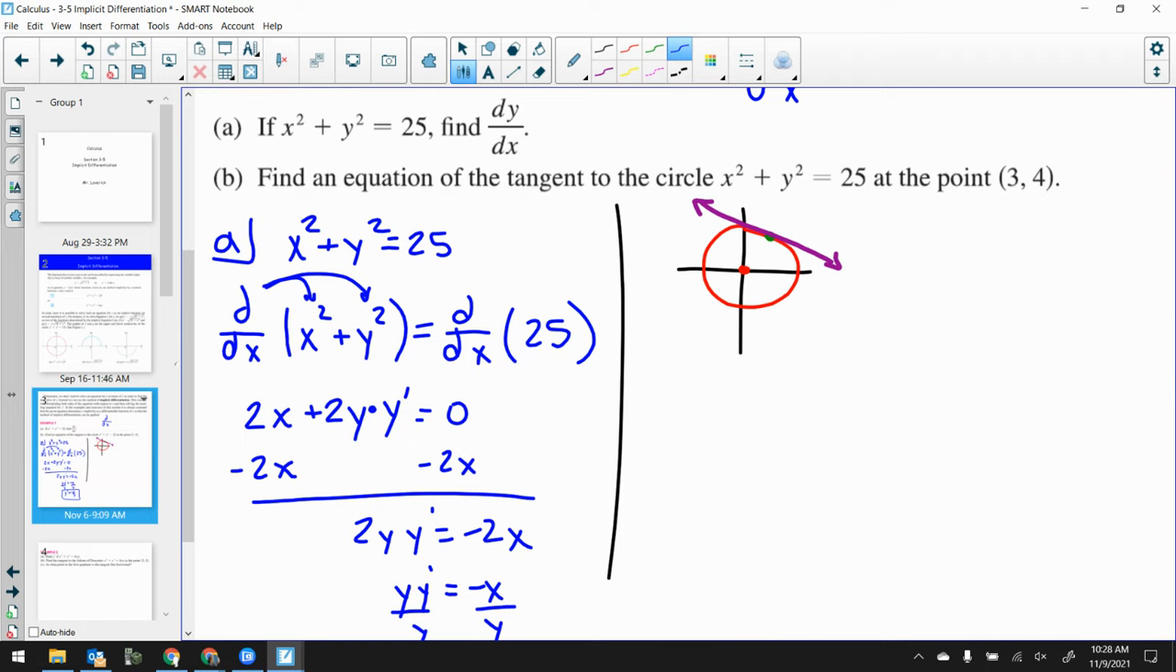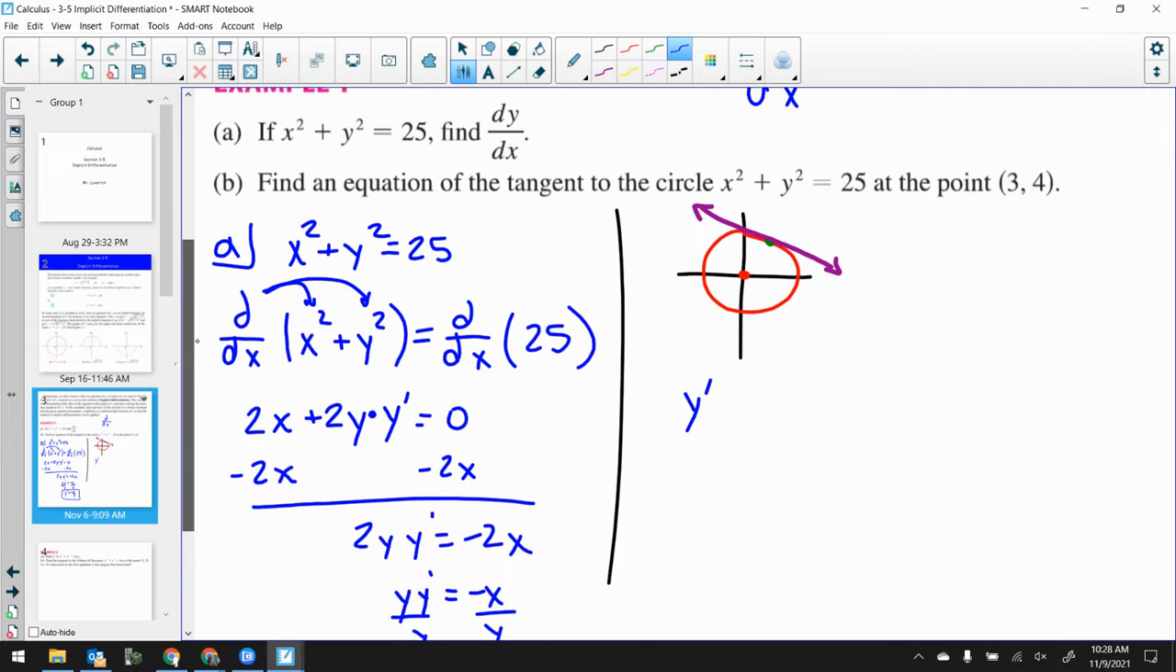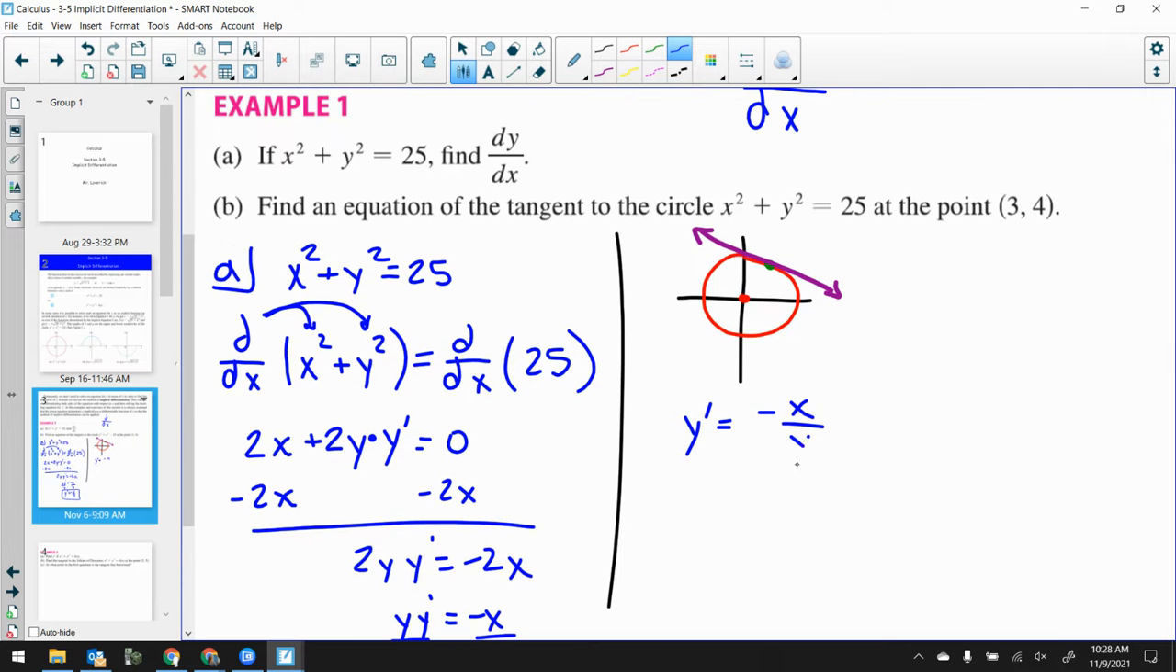Now, whenever you go to find the tangent line, you need a slope. It gives you the point, but you need the slope. Remember that the slope is equivalent to the derivative. The derivative is the slope. So y prime that I had from my part A is negative x over y. Fortunate enough for us, we have an x and a y pair. So that means we have negative 3/4 as our slope. I boxed that, but that's just my slope that I'm going to use to create my line.